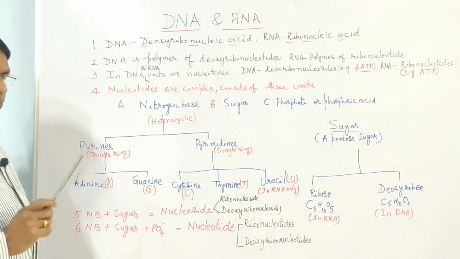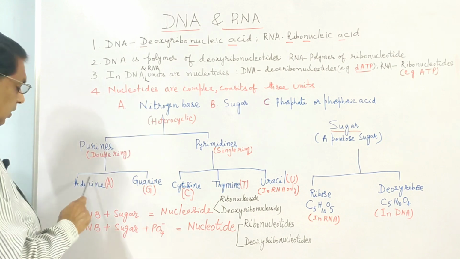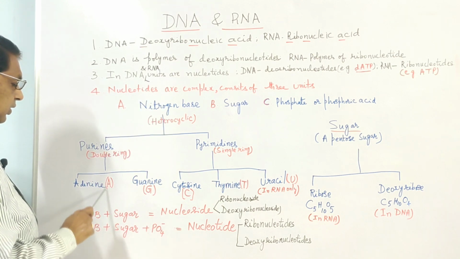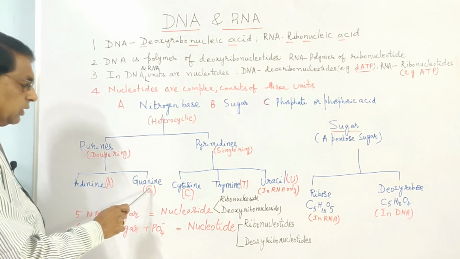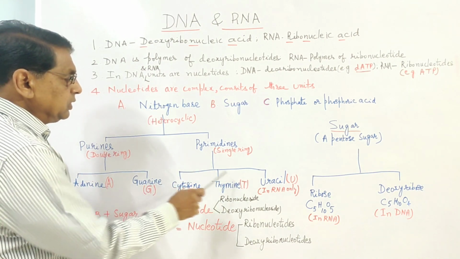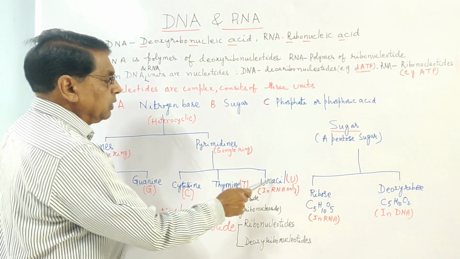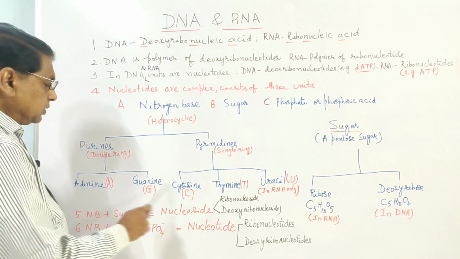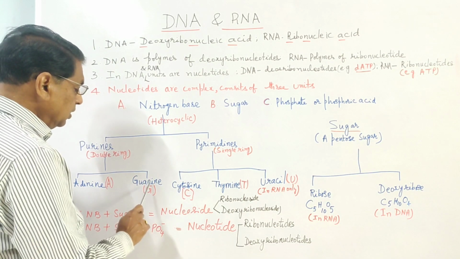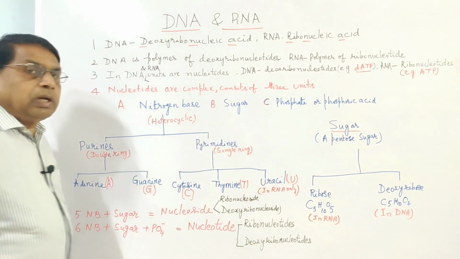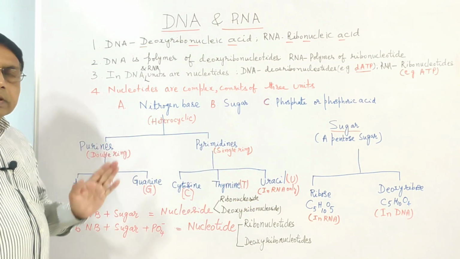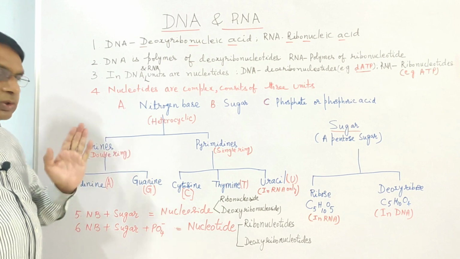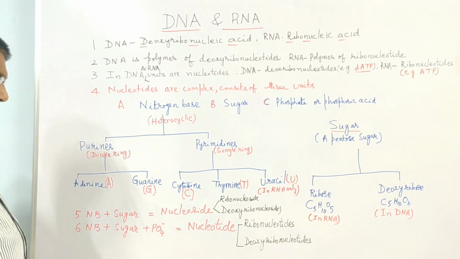To simplify, adenine is always indicated by A, guanine by G, cytosine by C, thymine by T, uracil by U. Just like ATGC or CGTA or GU, like that. A means adenine, G means guanine, C means cytosine, so on and so forth.